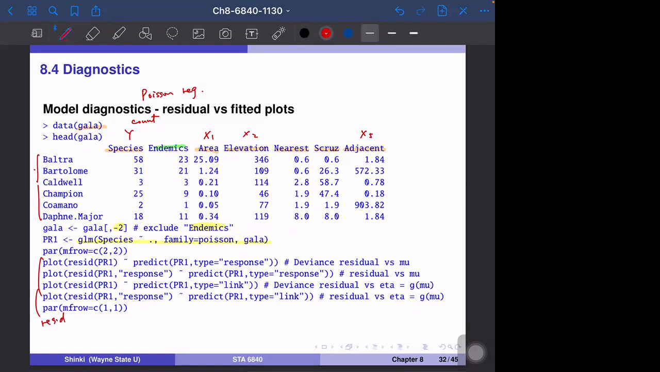We have slight differences in these 4 residual plots. This is the usual residual, but this is the residual response. With no option, this is the deviance residual, and this is the response. This means the usual residual, y minus mu hat. And for the predicted value, there are also 2 types. One is the usual predicted value, in the scale of mu, or I would say mu hat, the estimated value. And the other 2 have the link, so this is the scale of eta.